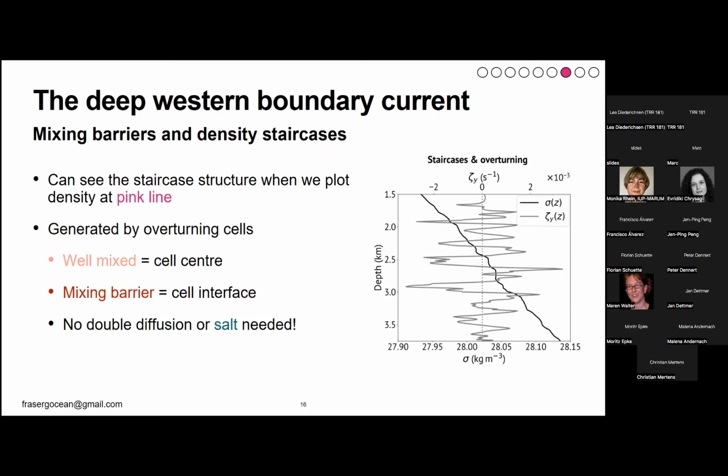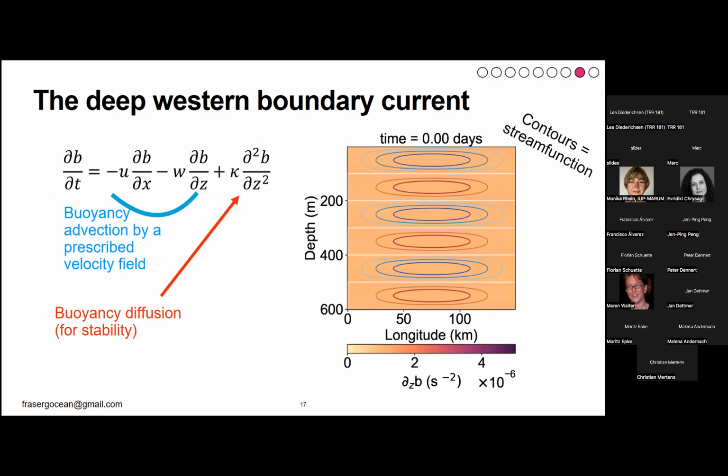But yeah, I think this is quite exciting. I have had lots of questions from people asking whether this was double diffusion or salt fingering, and it's not. Our model doesn't have any salt. We just have a single density tracer. So as far as I'm concerned, I'm pretty sure it's the overturning cells producing these mixing barriers. The other way around, the mixing is producing the overturning? Well, okay, I'll try and convince you otherwise with this slide.